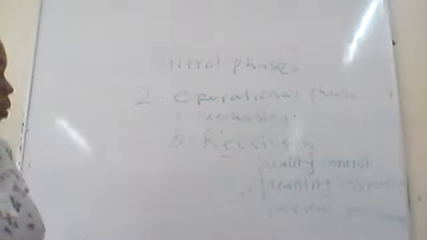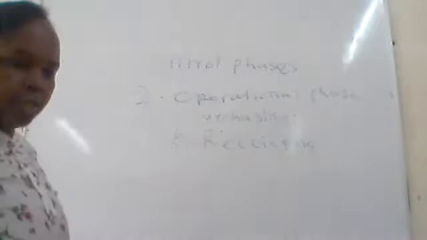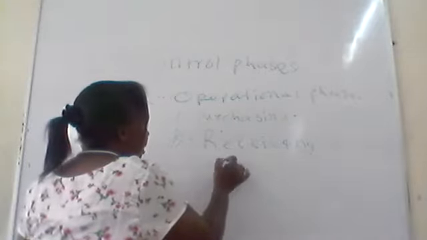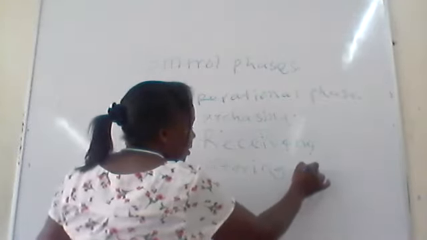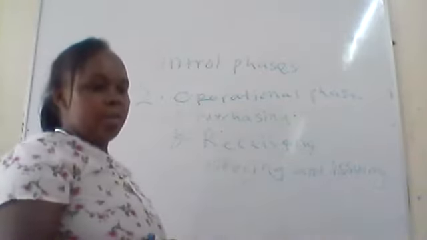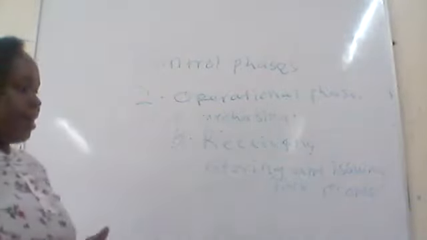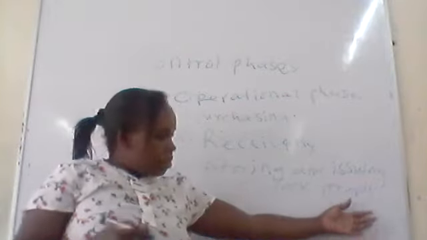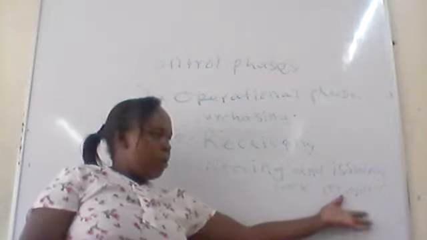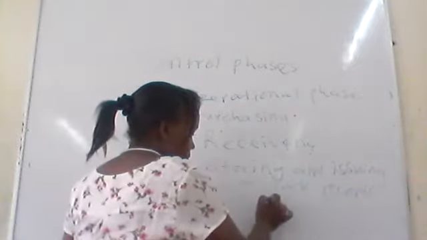So after receiving, we go to storing and issuing, number 6. Under storing and issuing, we are going to look at the stock records. You need to maintain stock records. In the stock records is where we find a record that we call continuous stocks. You know all the stock records that are required.